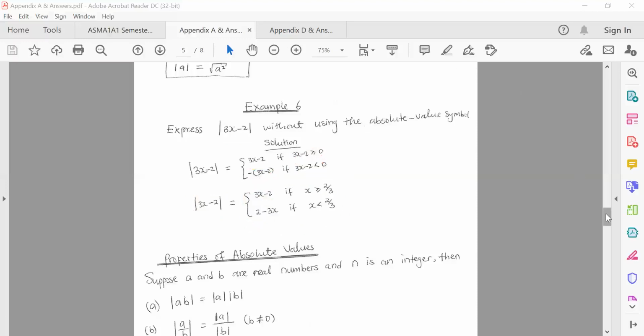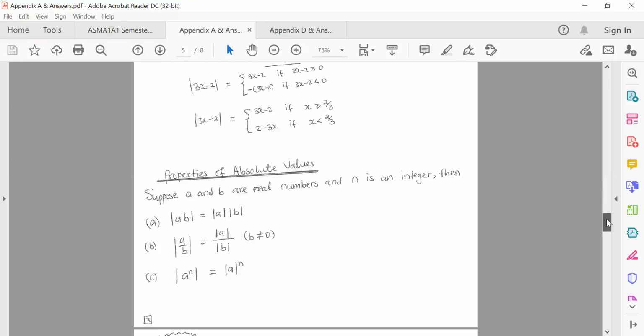Now, the first property, before I go to the properties, they say suppose A and B are real numbers and n is an integer. All right. So A and B have to be real numbers and n has to be an integer. We say that the absolute value of the product of A and B is just the same as the product of the absolute value of A and the absolute value of B. Easy as that. The absolute value of A over B is the same as absolute value of A divided by absolute value of B. The condition is that the bottom cannot be equal to 0 because you can't divide by 0.